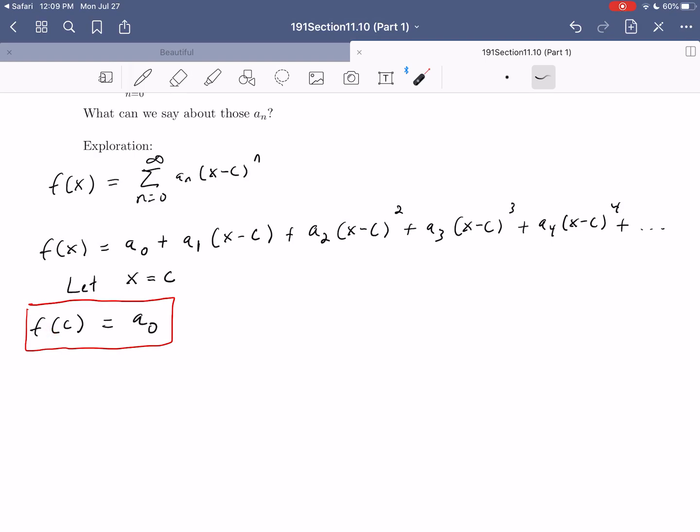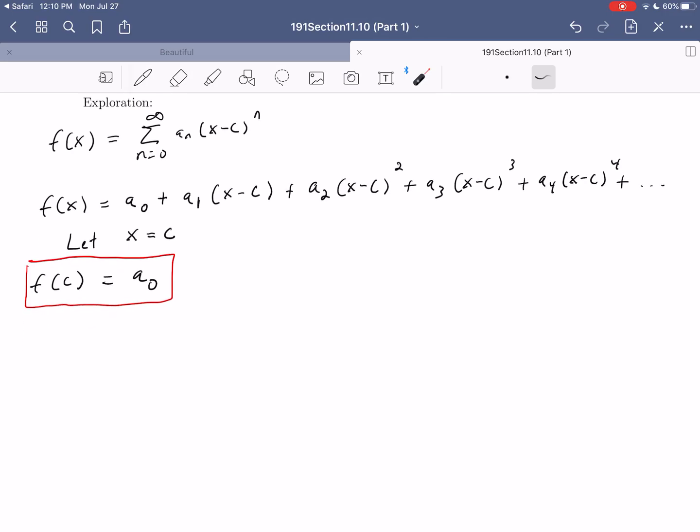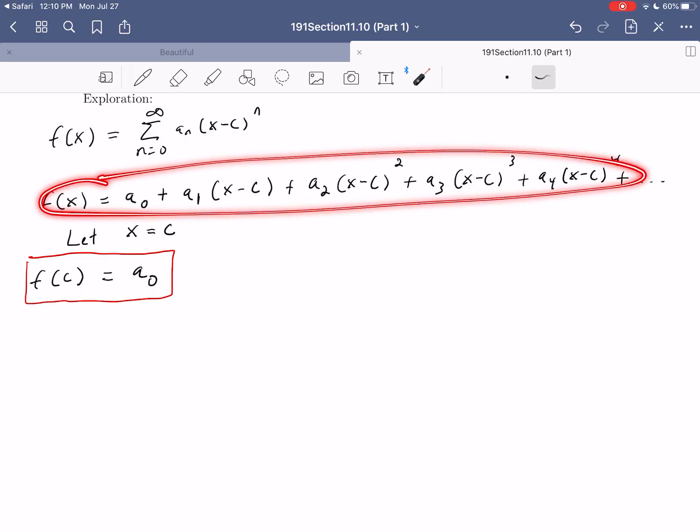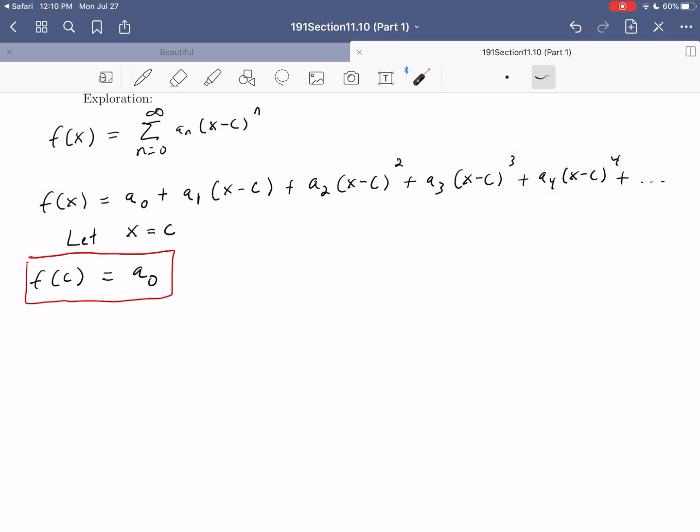So we know that our first value in the sequence, a sub 0, should be our function evaluated at the center. Unfortunately, that's all we can really get from here, because if we try to plug in anything else, well, we know what a sub 0 is, but if we plug in any other value, all of these terms will still remain, and while we might know this one, we'll have an infinite amount of other things that we need to determine. There's no way we're going to be able to do that.